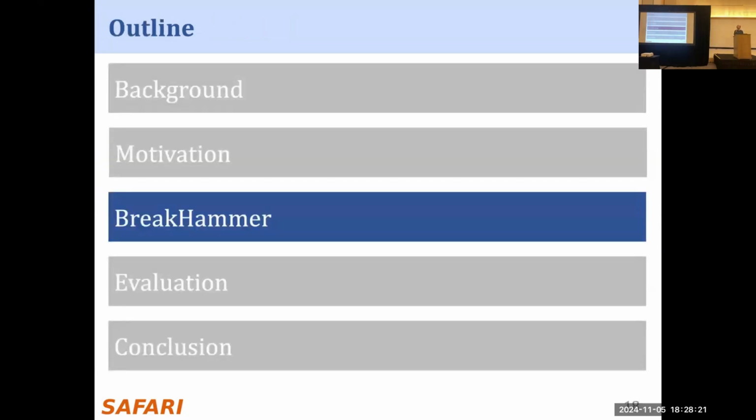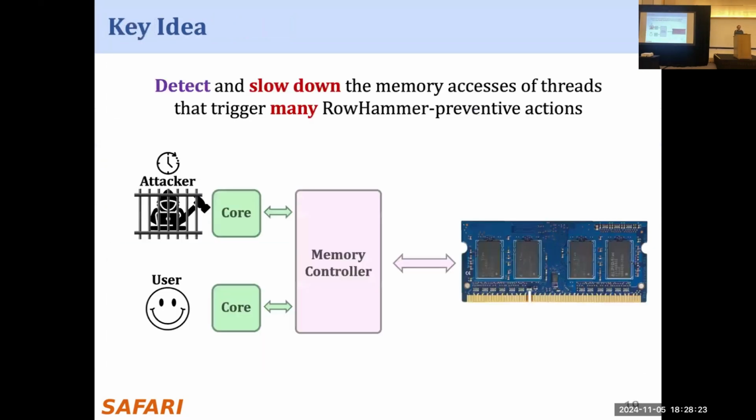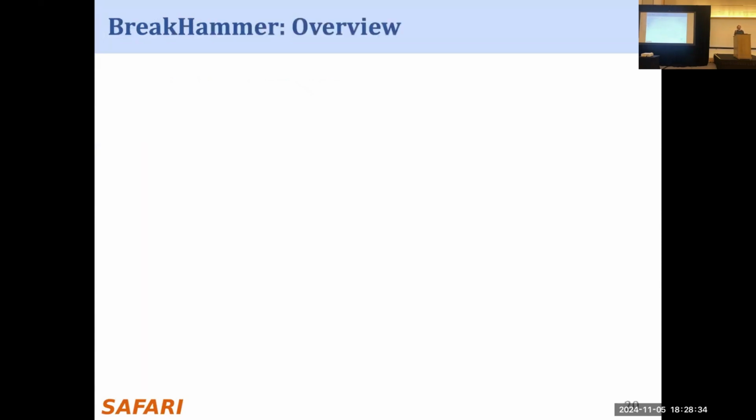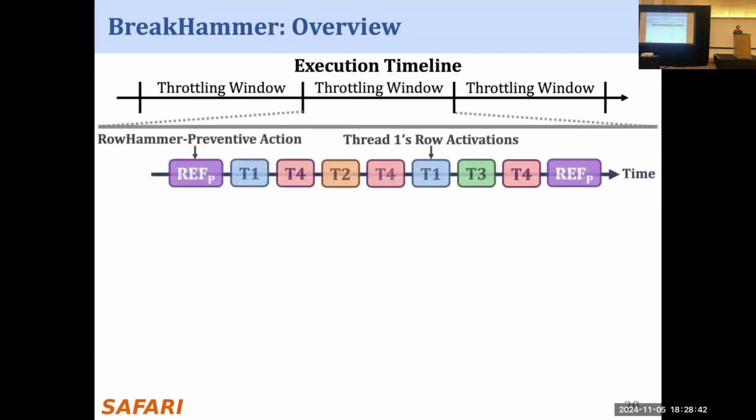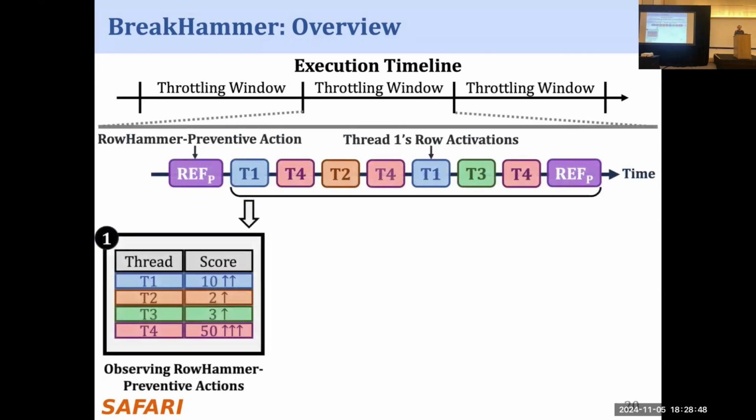To this end, we propose a new mechanism called BreakHammer. BreakHammer's key idea is to detect and slow down attackers that trigger many of these preventive actions. In our study, we refer to such threads as suspect threads. Here I show a cartoonish execution overview of BreakHammer. BreakHammer divides the execution timeline into periods of equal length, which we call throttling windows, and views the execution as a stream of row activations from different threads and RowHammer preventive actions. Whenever a RowHammer preventive action is triggered, BreakHammer performs 3 key operations.